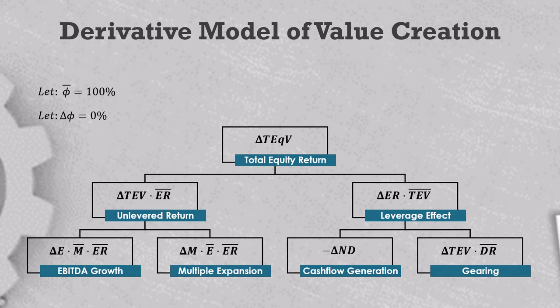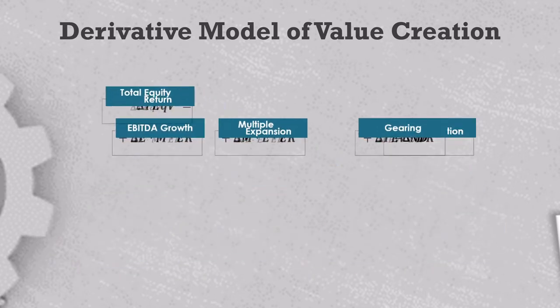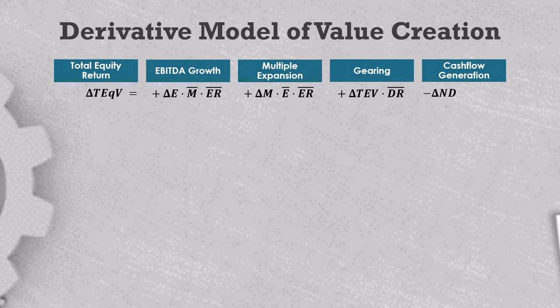Here is our main derivative model total equity value creation formula. It tells us that shareholder equity value is driven by EBITDA growth, multiple expansion, gearing, and cash flow generation.